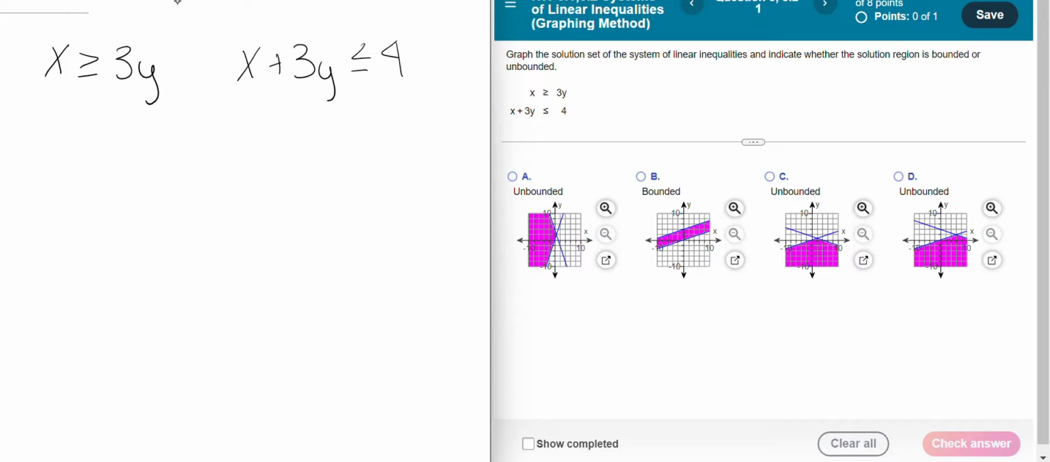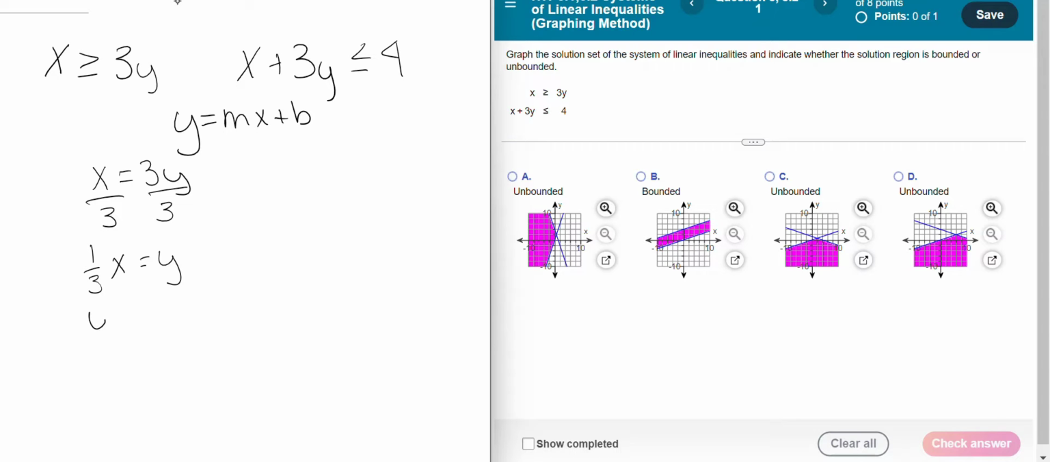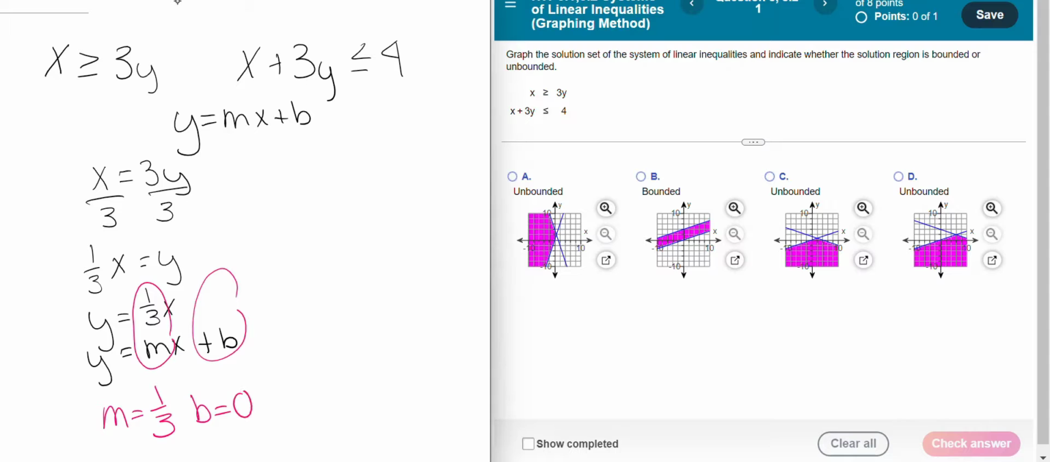Do they have parallel lines? That means do they have the same slope? That means I'm going to solve it so y equals mx plus b. Now I'm going to rewrite this as x equals 3y. I'm going to divide by 3 on both sides. So y equals 1/3 x. Y equals mx plus b. I'm going to circle my slope, which is 1/3, and I'm going to circle my y-intercept, which is 0.